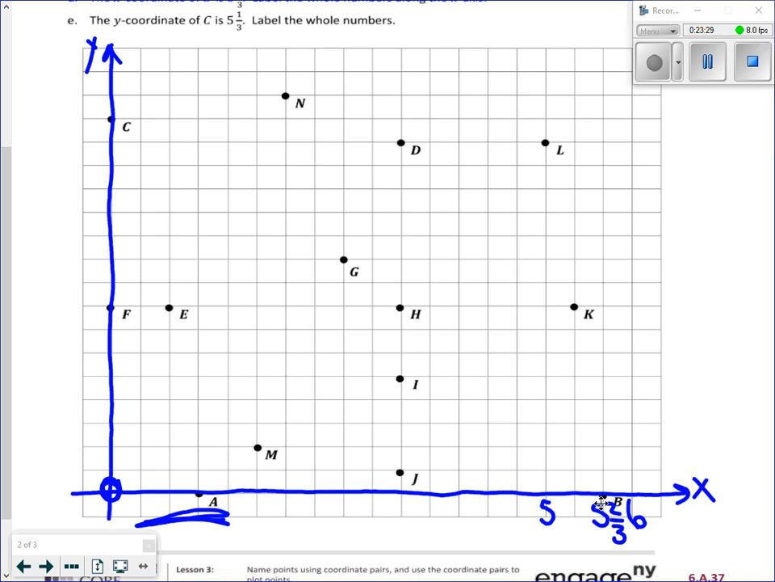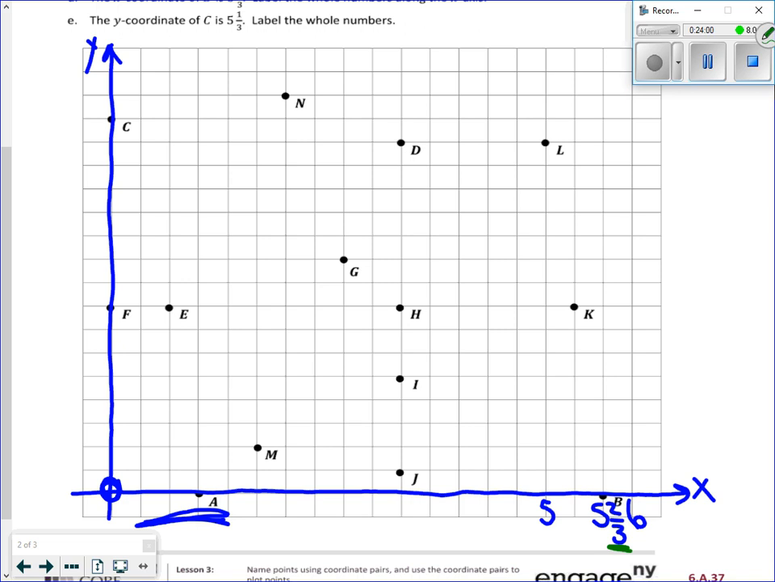Okay? So, you saw it here. They gave you 5 2/3. This was information that was up top. So I'm using this so that I can figure out how many to skip, or where my whole numbers are going to go.